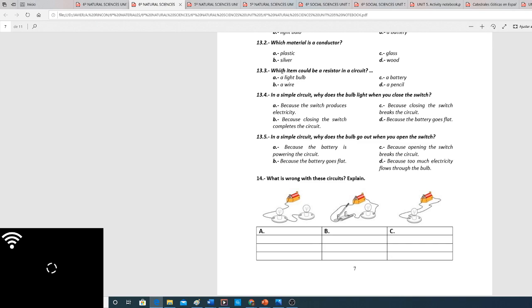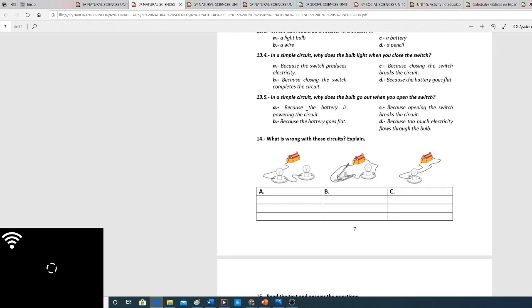Next. Which item could be a resistor or a load in a circuit? A light bulb, a wire, a battery, a pencil? The true answer is A, light bulb. 13.4. In a simple circuit, why does the bulb light when you close the switch? Because the switch produces electricity? No. Because closing the switch completes the circuit? Could be, maybe. Because closing the switch breaks the circuit? No. Because the battery goes flat? No. The correct answer is B, because closing the switch completes the circuit.